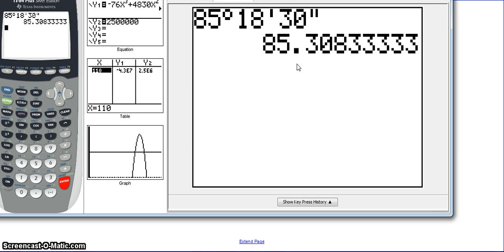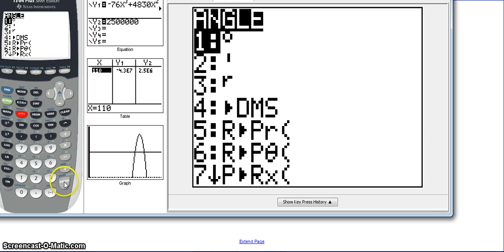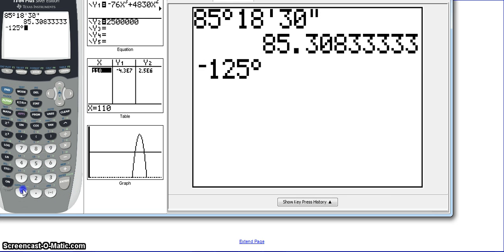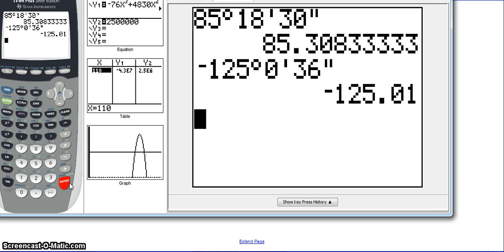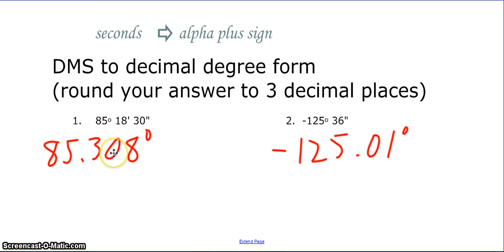85.308 degrees. Then we can do the negative 125 degrees. We need to put in 0 minutes, so 0 minutes, and then 36 seconds. We hit enter, and that's how I got the negative 125.01 degrees. So that's where those answers came from.